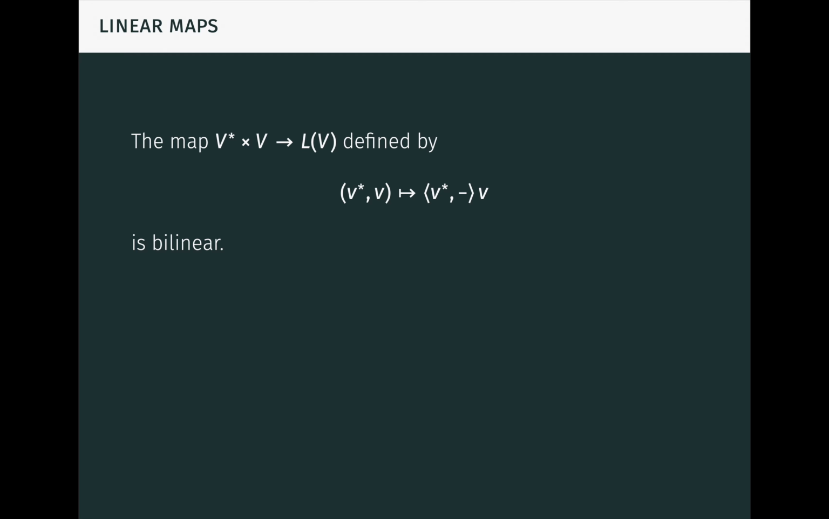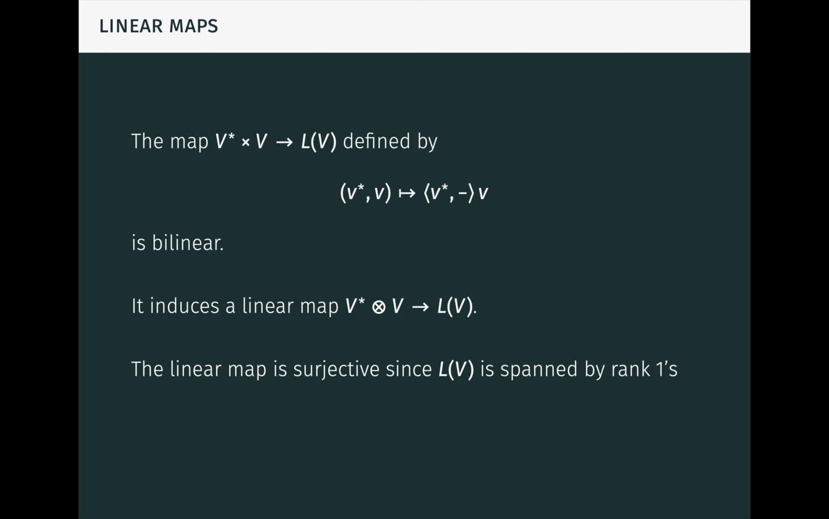The transformation is of a very special type. Notice if either of the vectors v* or v is 0, it's just the zero transformation. Otherwise, it's of rank 1, with image equal to the span of the vector v. Now, by the universal property of the tensor product, this bilinear map induces a linear map from the tensor product space V* tensor V to L(V).